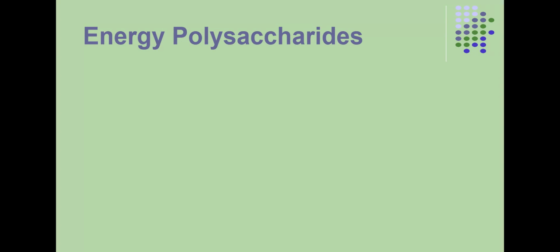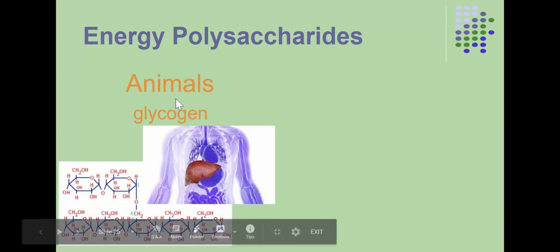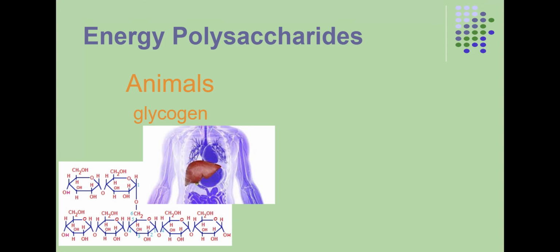For the energy polysaccharides, we have in animals this stuff called glycogen. And if you take a look at that picture down in the bottom corner of your screen, you will be able to see that that polysaccharide is made of many glucose molecules bonded together to make glycogen. And that's an energy polysaccharide that is actually stored in our livers. And when you need more sugar in your body, like your blood sugar is getting low, your liver will release that glycogen to give you the fuel that you need to keep going.